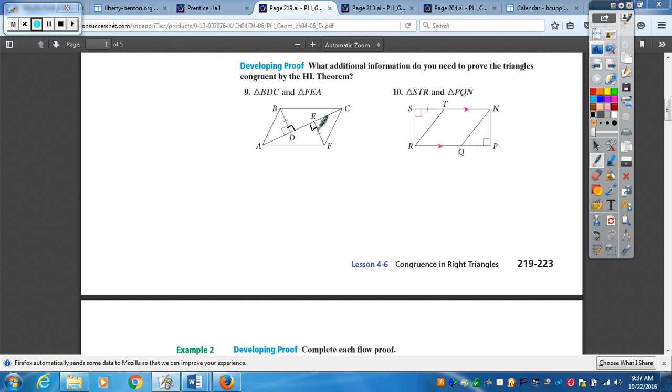We know we have a pair of legs congruent. What's missing? We need a pair of hypotenuses congruent. And the only hypotenuses within those two triangles would be BC and AF. So we would need to prove BC congruent to AF in order to use the hypotenuse leg theorem.